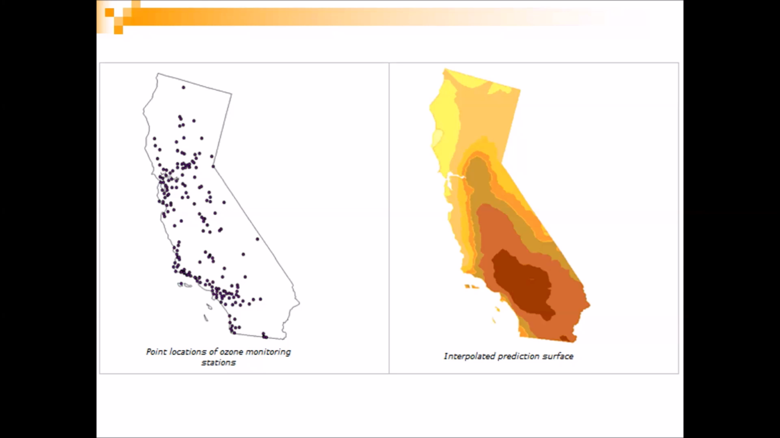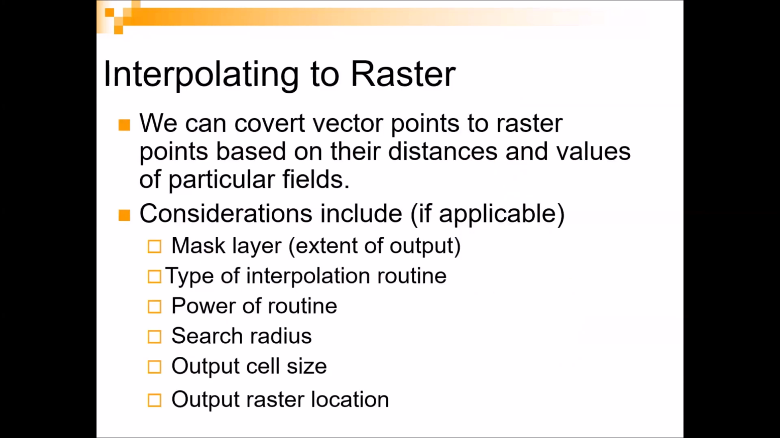Like we said before, we would love to have evenly and equally distributed sample points here, but we know in reality that isn't the case. You can see here ozone monitoring in California, where the stations are located, and then the interpolated prediction surface. In the input parameters for interpolation surfaces, we can convert vector to raster, where we have a mask layer and the type of interpolation routine. For the rest of the class, we're going to talk about the different types of interpolation routines: kriging, splining, IDW, IDW2, and something called nearest neighbor.